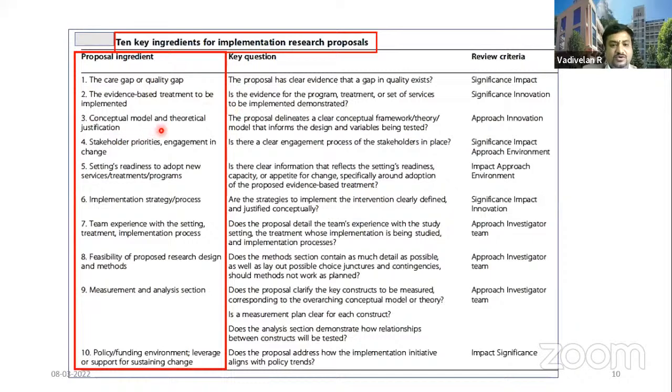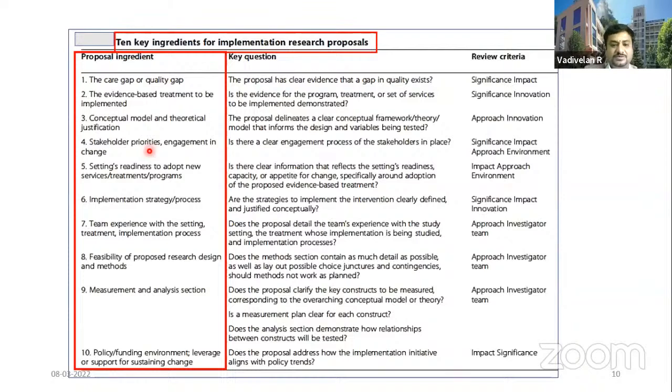And the conceptual model and theoretical justification. Sometimes it may be useful to give a clear conceptual theory or framework model. So here we can say it's an approach innovation. And the fourth one, the stakeholder priorities and engagement in the change. So this plays an important role.